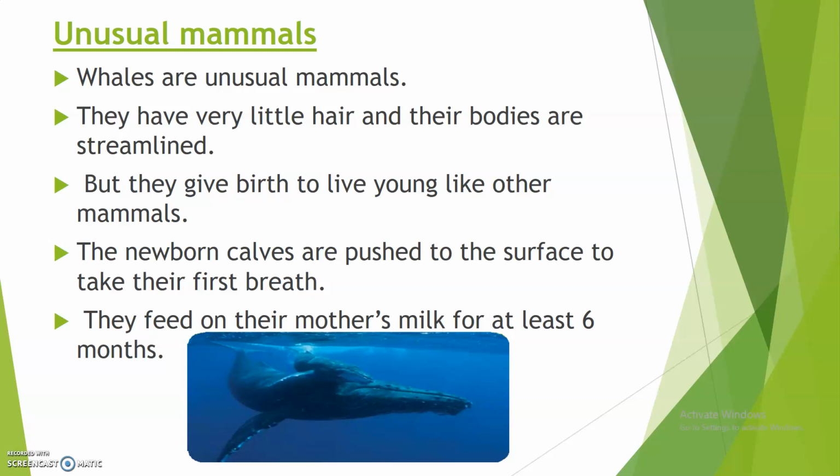They have very little hair and their bodies are streamlined. We have discussed that an important feature of mammals is that they have hair, right? In the case of whales, they have very little hair, and their bodies are streamlined. But they give birth to live young like other mammals. The peculiarity of mammals is that they don't normally lay eggs. They give birth to their young ones. Just like that, whales also give birth to their young ones.